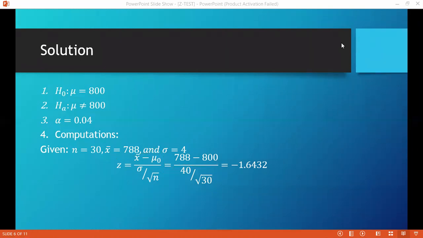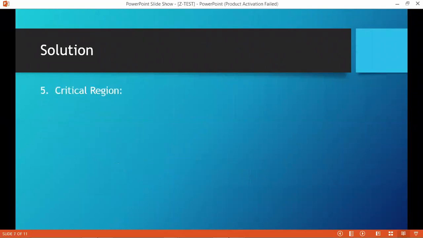Okay. Now, for the fifth step, for the critical region, reject H sub O if the absolute value of Z is greater than Z sub 0.02. Now, question, ma'am, how are you able to identify that Z is 0.02?